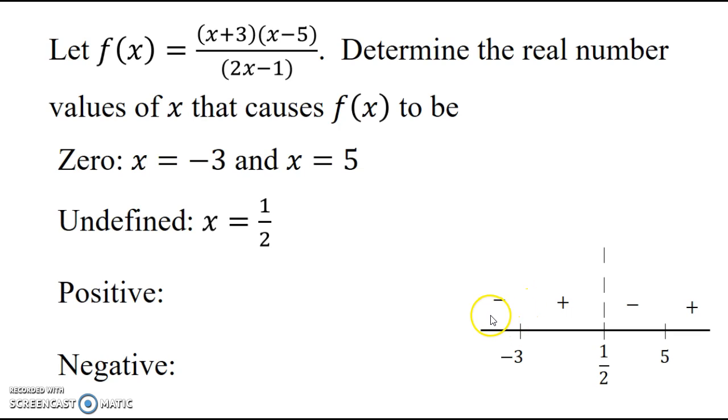And go ahead, you would pick some test values. I picked -4, plugged it into my original equation. That was negative. Since all of my multiplicities are odd, we know that it's going to alternate. So here we've got my sign diagram.